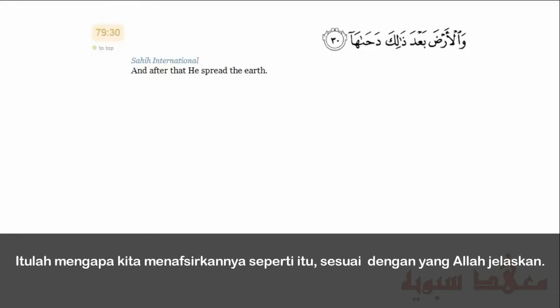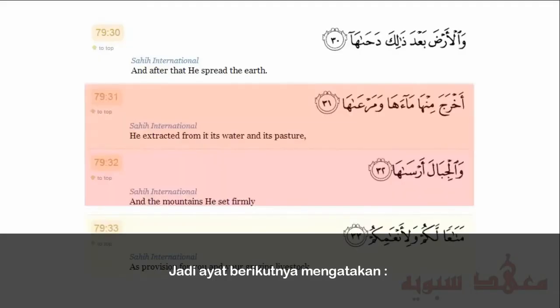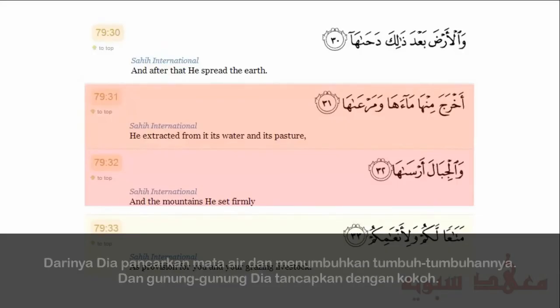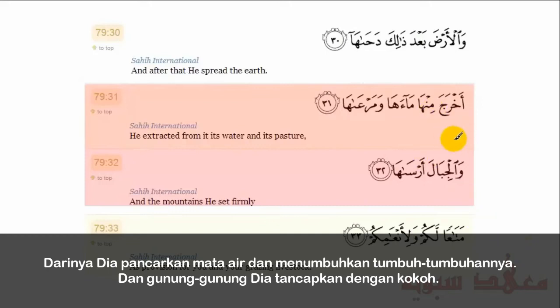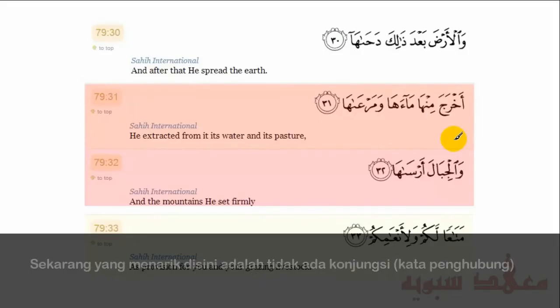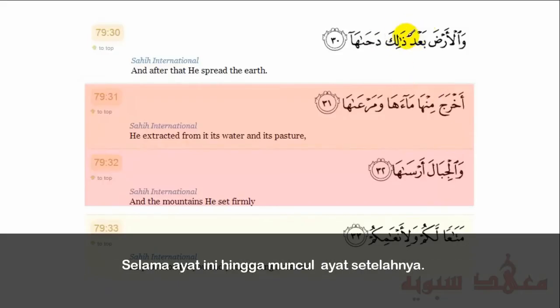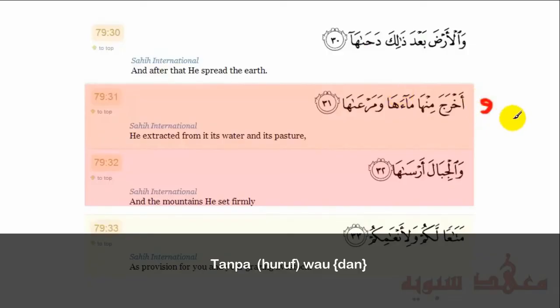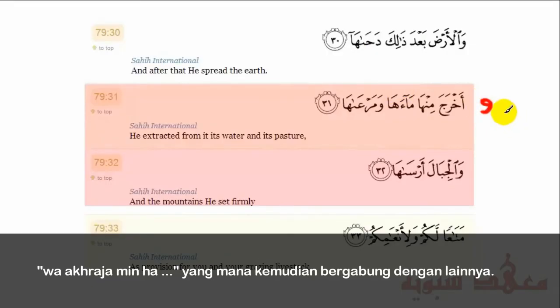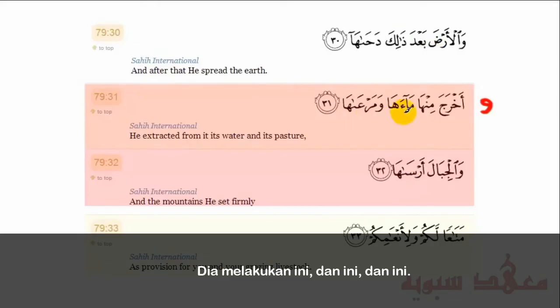Why are we interpreting it to mean this if Allah explains it? So the following ayat say, أخرج منها ماءها ومرعاها والجبال أرساها. So He extracted from it its water and its pasture, and the mountains He set firmly. Now what's interesting about this is there's no conjunction joining this ayah to what comes after it. If there was a wow, wa akhraja minha, then it would just be joined. So one after the other. He did this, and this, and this.